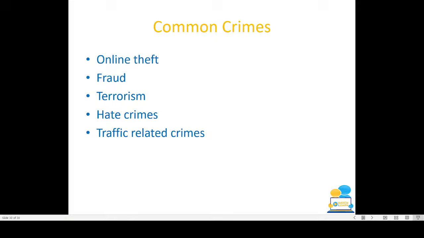And then finally, we have traffic-related crimes. This one is straightforward enough. There's more traffic on the roads, so there are more potential people breaking the law at this time, in terms of traffic and so on, or accidents happening, or other crimes in relation to traffic. So these are some of the more common crimes nowadays, but some of them still tie into what we've looked at before. They've just varied or branched out. In particular, online theft and fraud.